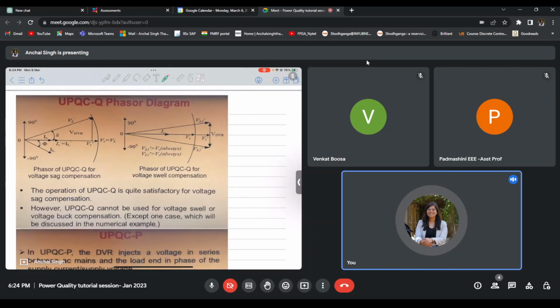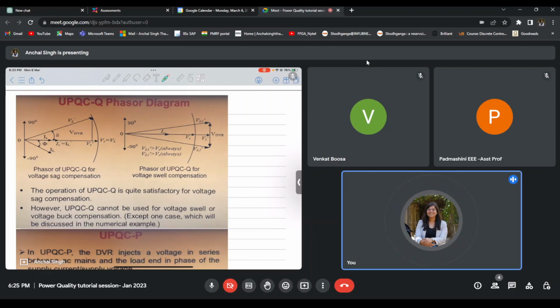Most of the problems that we'll be dealing with will have their basis in the phasor diagrams. So, when you look at this phasor diagram, suppose the voltage reduces. Suppose there is a problem of voltage sag, and this is my standard level where I want it. Then, if my voltage has reduced to some level, using UPQC-Q I can just add V_DVR at an angle of 90 degrees because it can supply only reactive power. So by adding a quadrature component, I can compensate for the voltage sag problem.